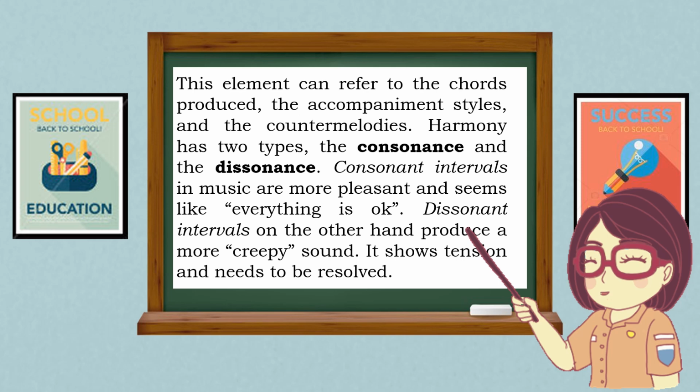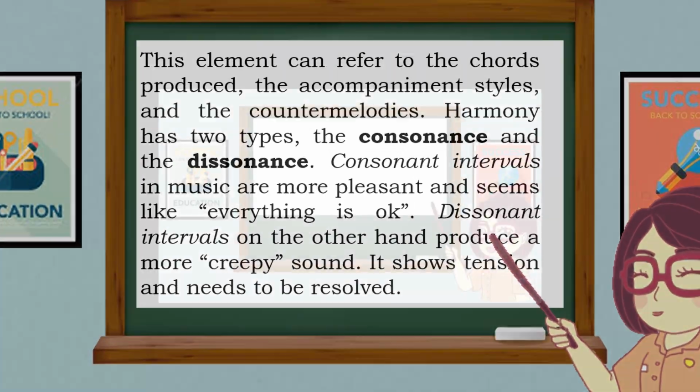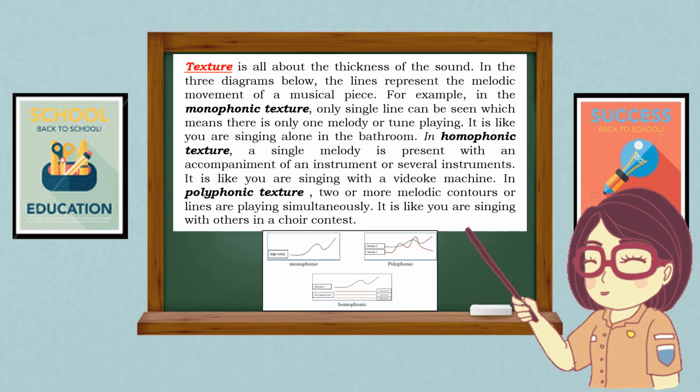Consonant intervals in music are more pleasant and seem like everything is okay. Dissonant intervals, on the other hand, produce a more creepy sound. It shows tension and needs to be resolved. Texture is all about the thickness of the sound.